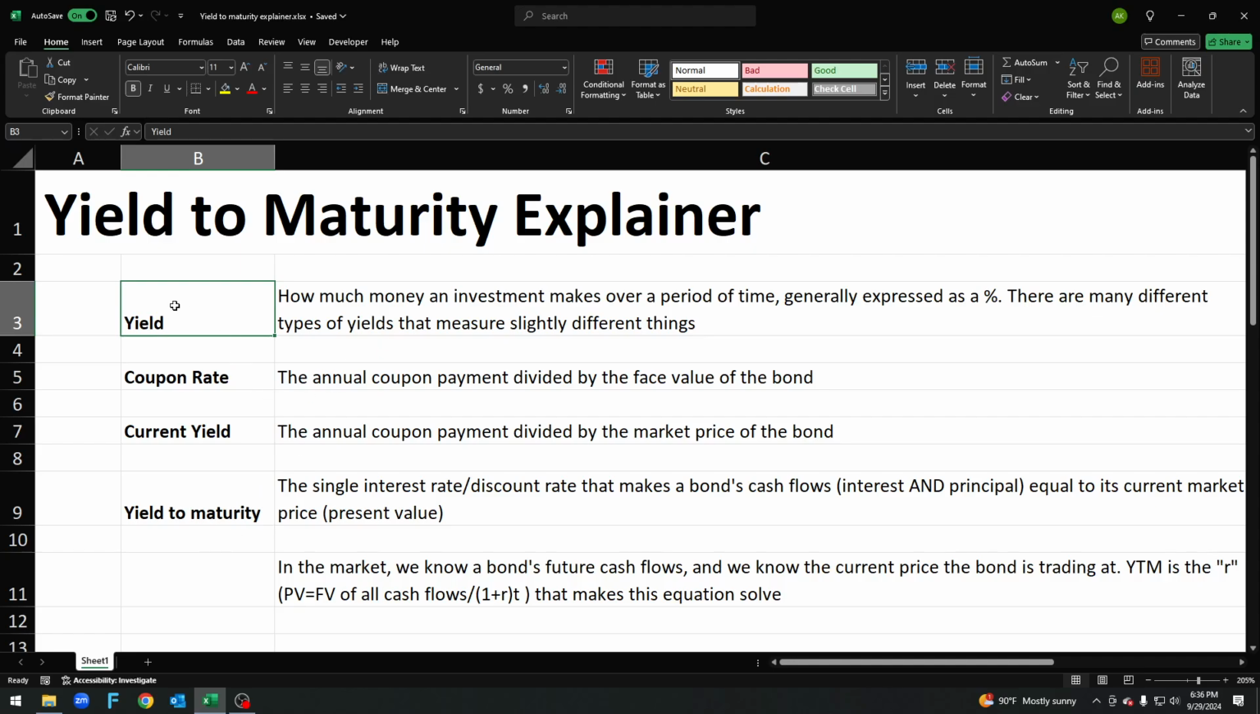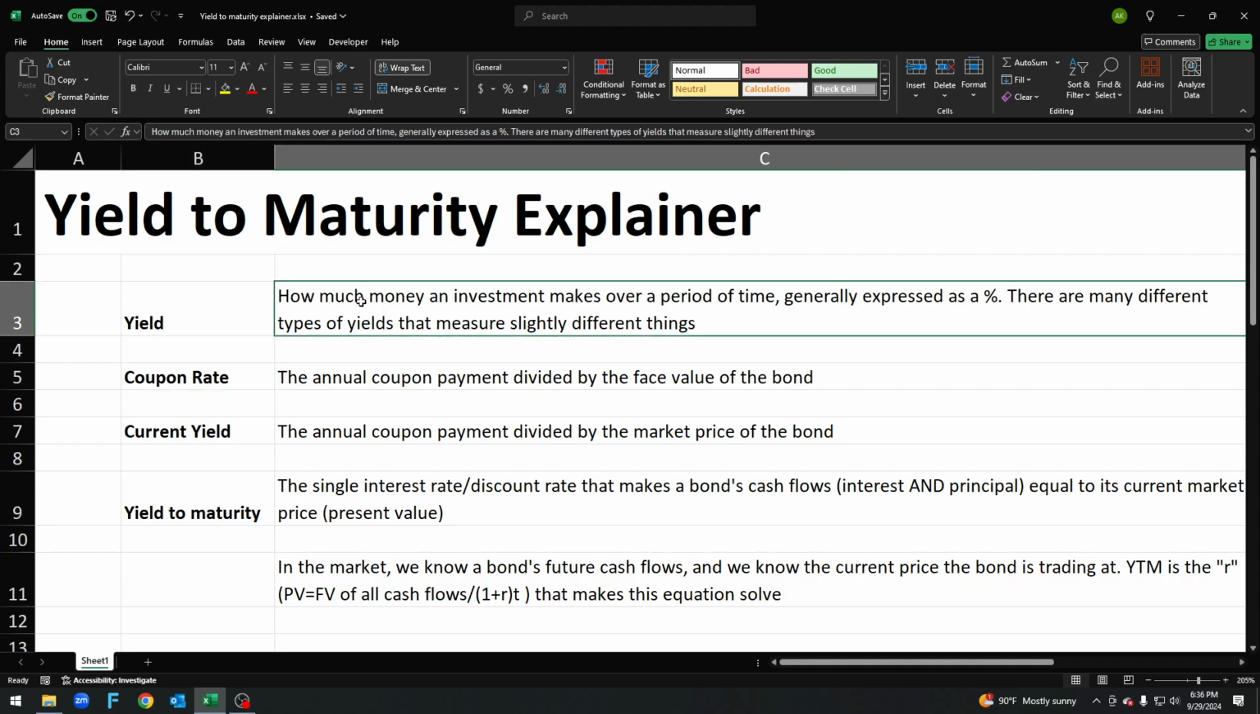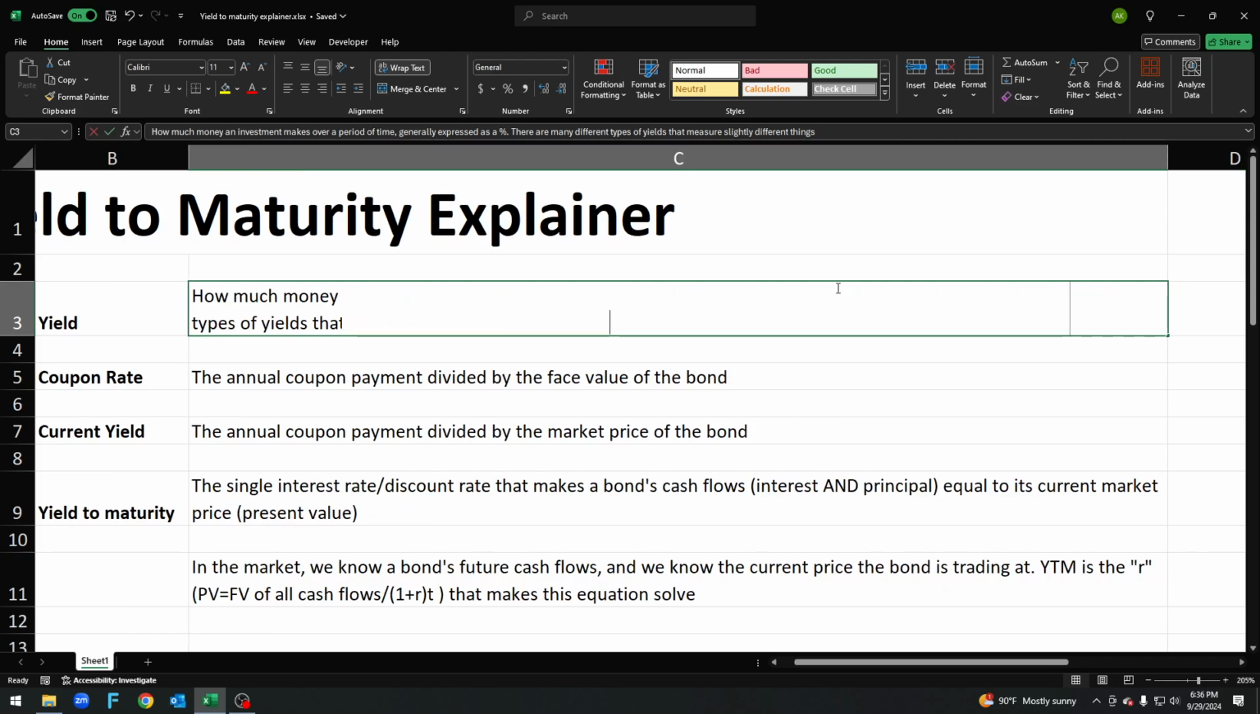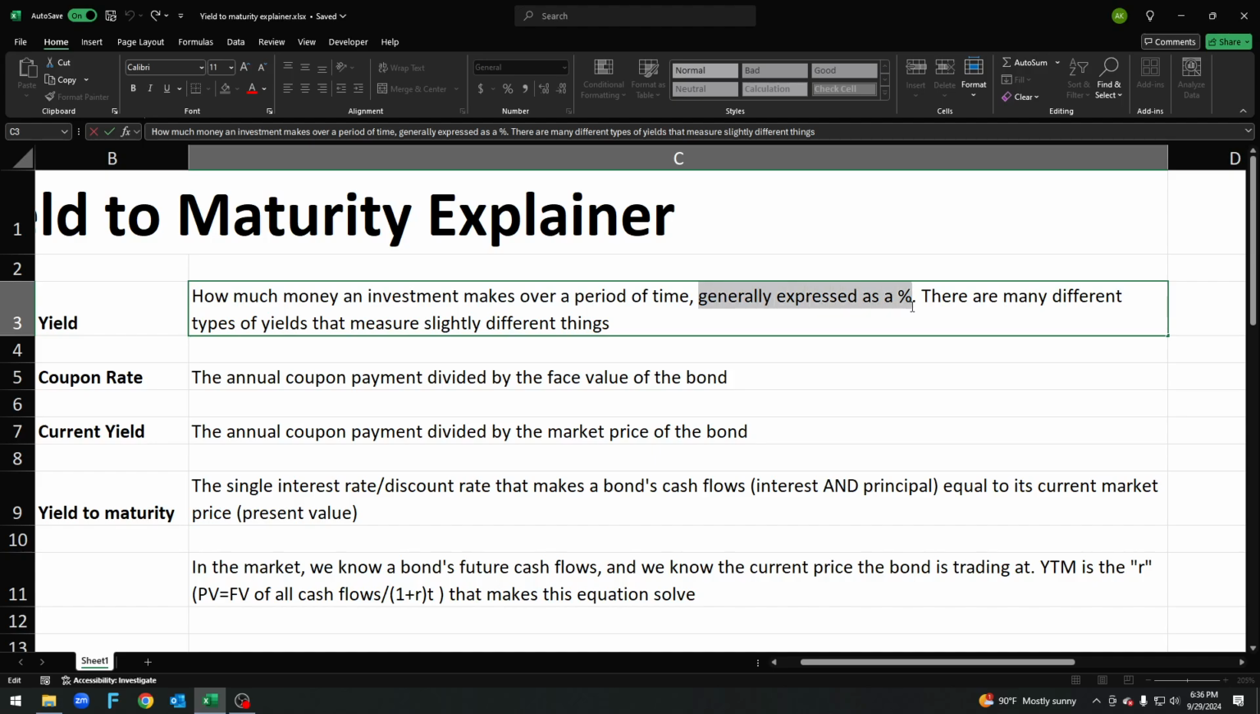First thing we need to understand is, what does this term yield mean? There's a lot of different yields in finance, and particularly in bond finance. It's a loose term that basically means how much money an investment, or typically a bond, makes over a period of time. Usually, a yield is expressed as a percentage, and there's lots and lots of different types of yields.